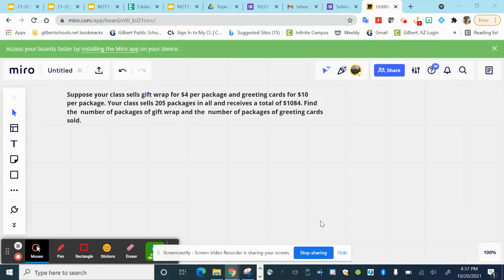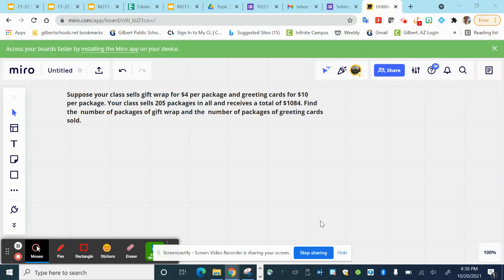Suppose your class sells gift wrap for $4 per package and greeting cards for $10 per package. Your class sells 205 packages in all and receives a total of $1,084. Find the number of packages of gift wrap and the number of packages of greeting cards sold.